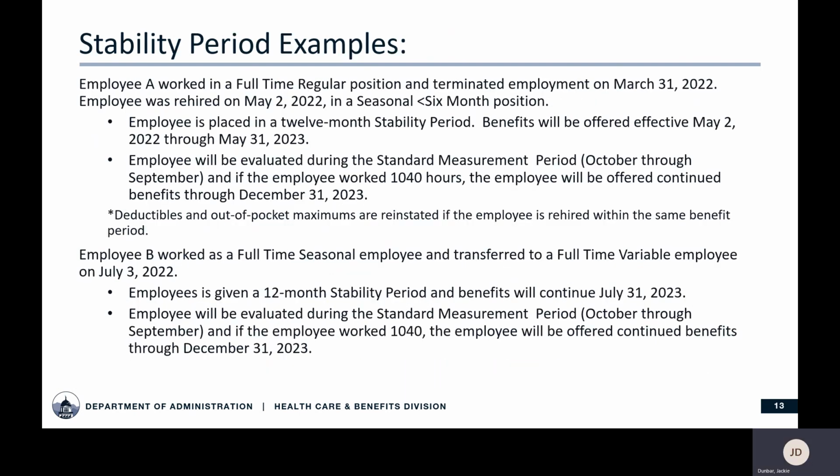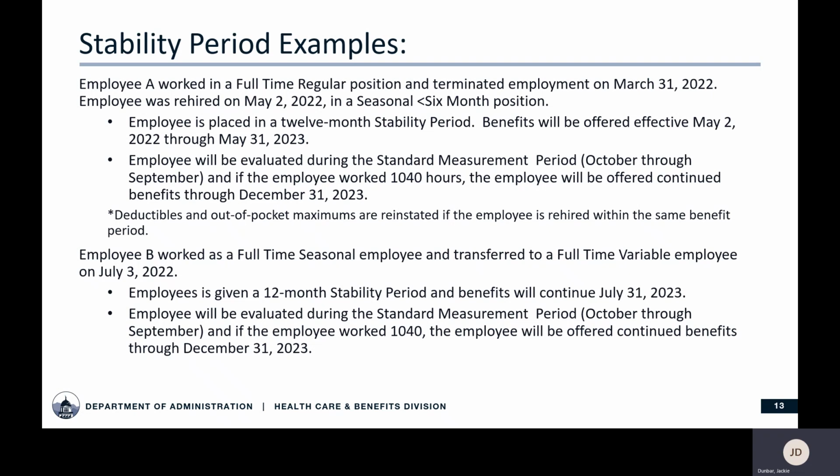So let's go over some stability period examples. Employee A worked in a full-time regular position and terminated employment on March 31st, 2022. Employee was rehired on May 2nd, 2022 in a seasonal less than 6-month position. Employee is placed in a 12-month stability period. Benefits will be offered effective May 2nd, 2022 through May 31st, 2023.